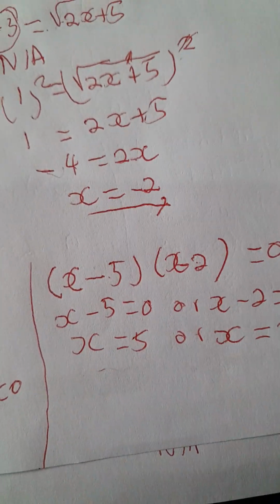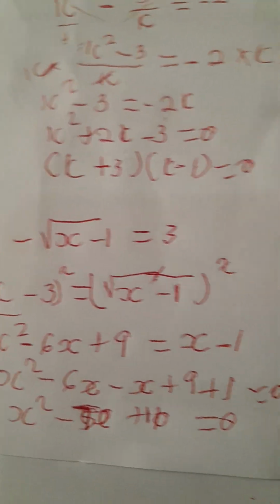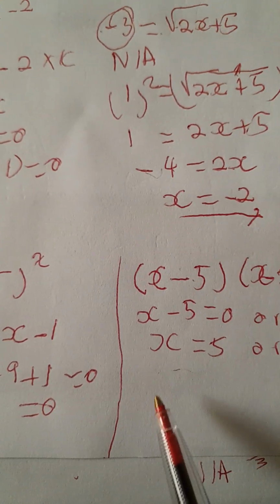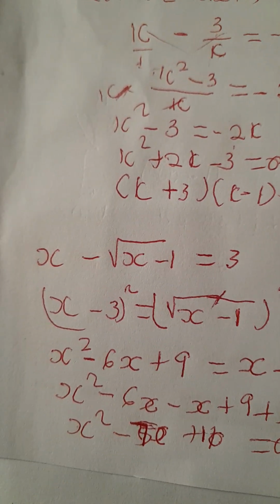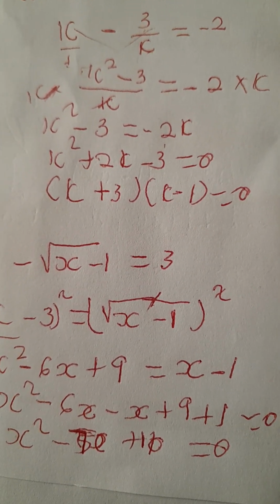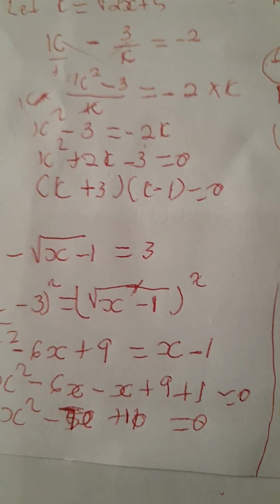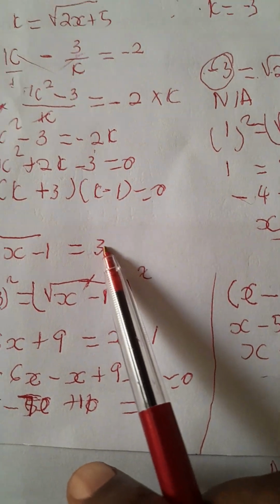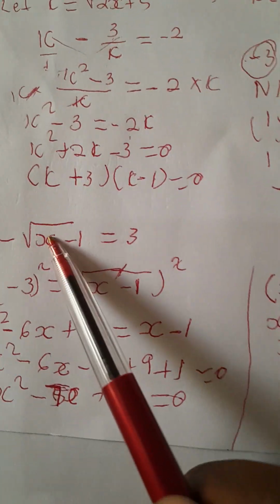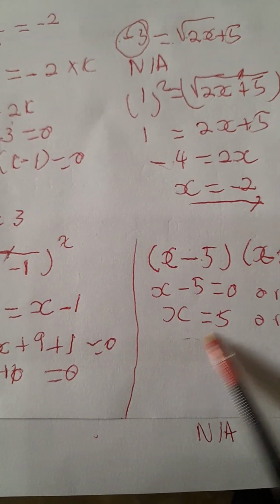Okay, then we can check for validation. Lastly, it will be a validation part. Let's start by plugging in 5 here. When we plug in 5, minus root 5 minus 1 there, that gives us 3, okay. It gave us 3 here, which is already equal to this, so it's valid. It's valid, this one.